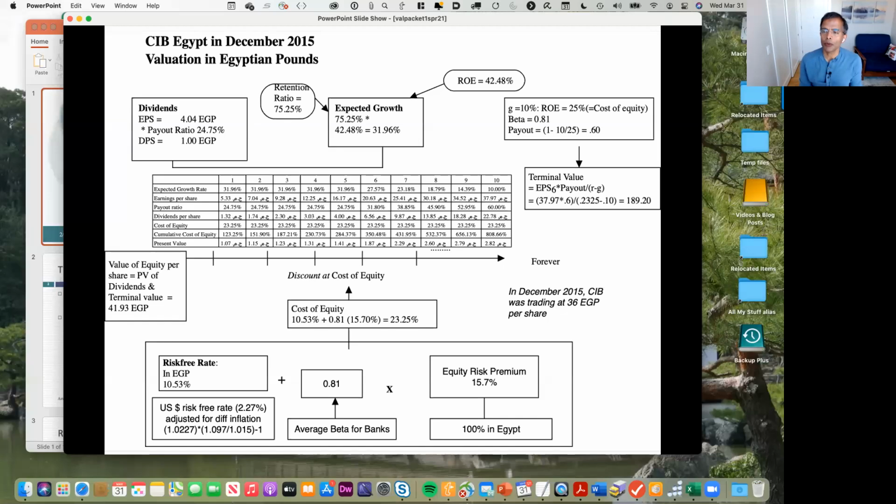If they keep doing what they're doing, their earnings will grow 32% a year. For the next 5 years, that becomes my growth rate. That gives me earnings per share. They pay out 25% of those earnings as dividends. I get dividends per share.